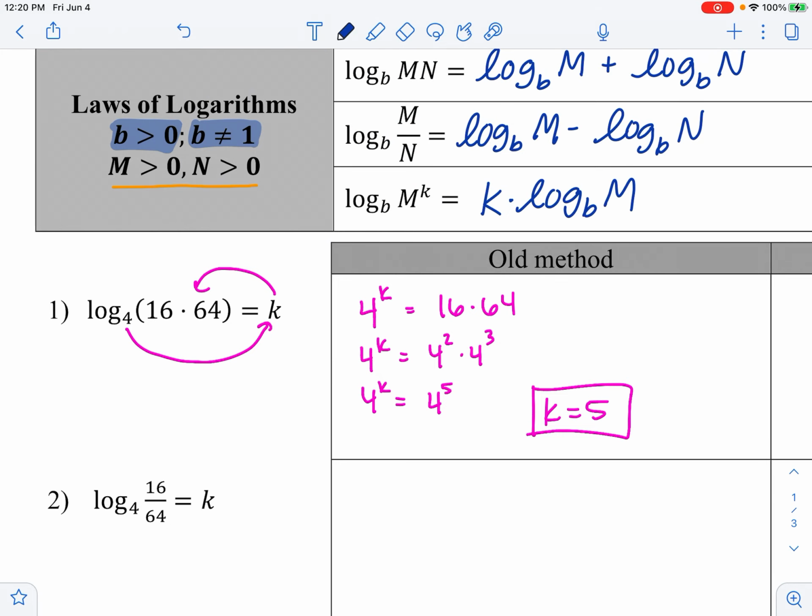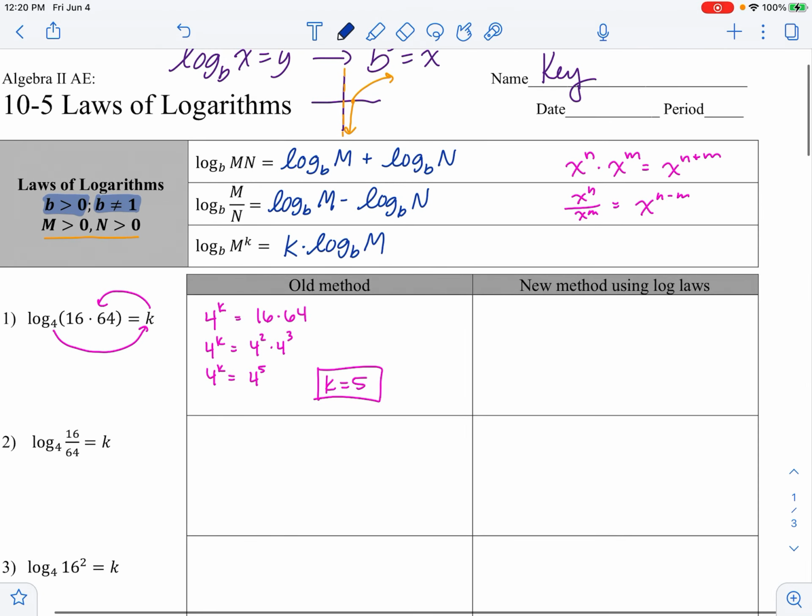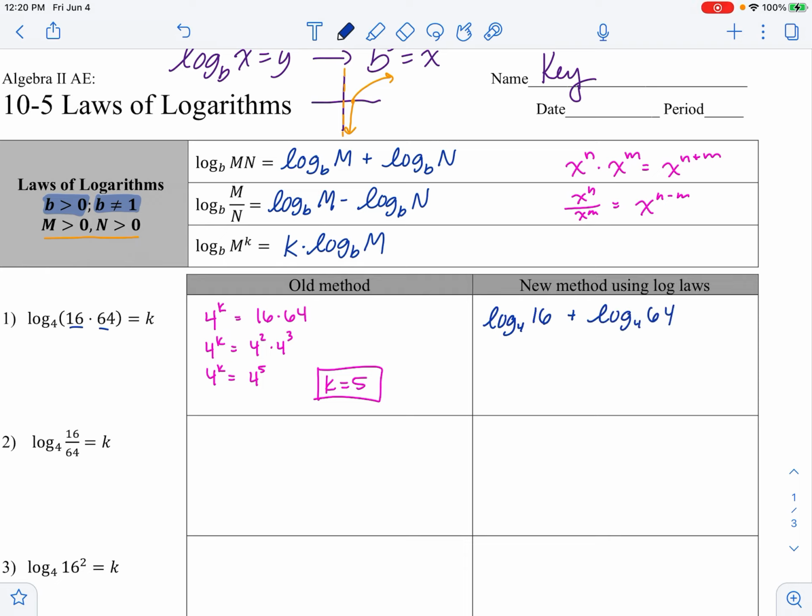Now, if we're using our laws of logarithms instead, let's see how that changes things. Well, what I'm going to do now is I notice I have two things being multiplied inside my input. So I'm going to split that log up into 2 with addition. So I'm going to have the log base 4 of 16 plus the log base 4 of 64. Whatever I get is going to be equal to k. Each of these individual logs I know, because 4 to the what equals 16, well, that's just 2. 4 to the what equals 64, that's just 3. What's 2 plus 3? Well, I still get that k is equal to 5. So hopefully you can see the similarities in our rule here. This is a little bit of where those rules come from as we go through.